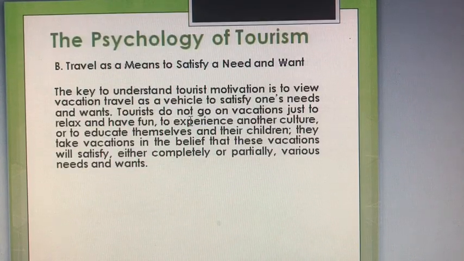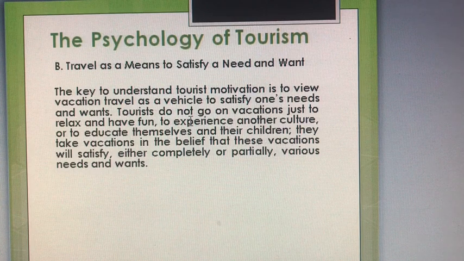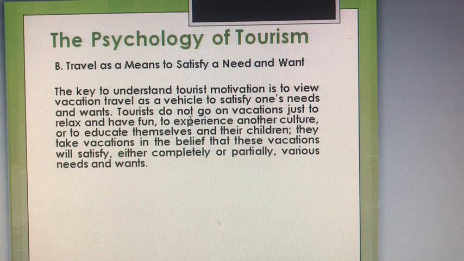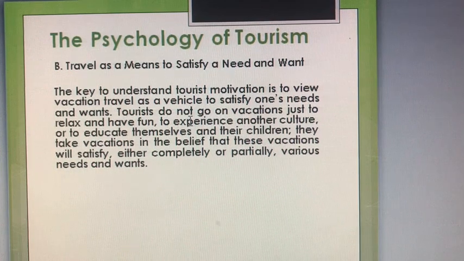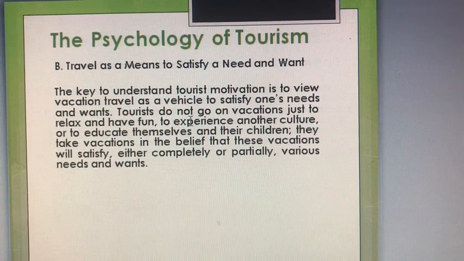Okay, still, this is under psychology of tourism. The travel as a means to satisfy a need and want. Okay, they say that with travel, this satisfies our need and want. Like for example, we need rest, diba? We need rest, relaxation, kasi we are really exhausted from work, from school. So, anong ginagawa natin usually? We wanted to visit other places na pwede tayong mag-rest, mag-relax, like that, diba? So, we do travel, okay?